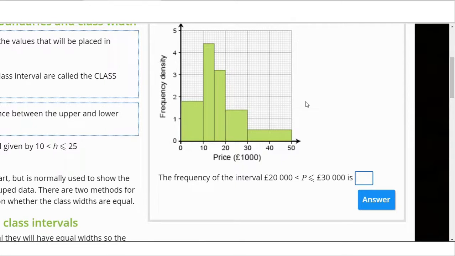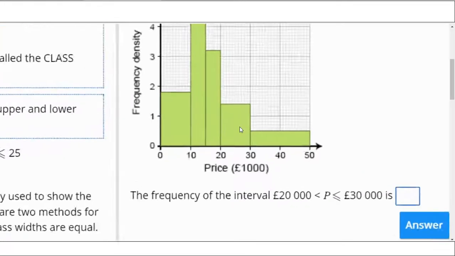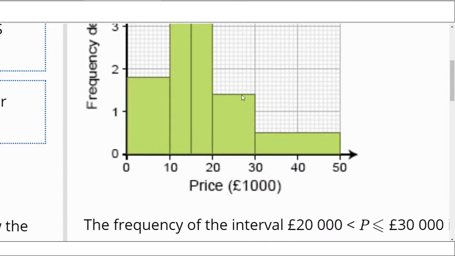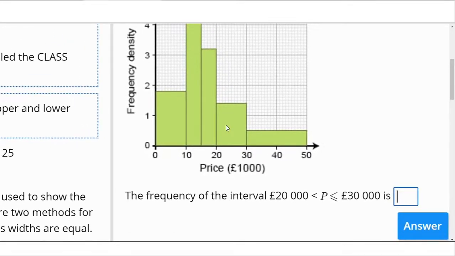The frequency of the interval, okay, this 20 to 30. So this one, the frequency. Again, this one represents the frequency density. So to find the frequency, you need to multiply the class width by the frequency density. Okay, the class width of this is 10, right? And then you need to find the frequency density. Sorry, 1.4. So 1.4 times 10, so it's 14.